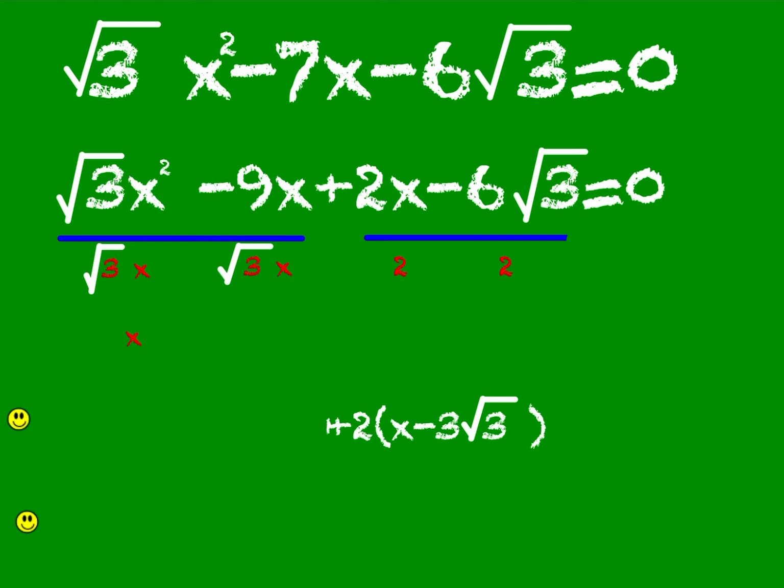Then, square root 3 times which number is going to be negative 9? Negative 3 times square root 3. Can you see? It is our second term. So square root 3 x is the common factor. So I will take it out of the parentheses. In the parentheses, I will write the same expression in the first parenthesis and in the second parenthesis.